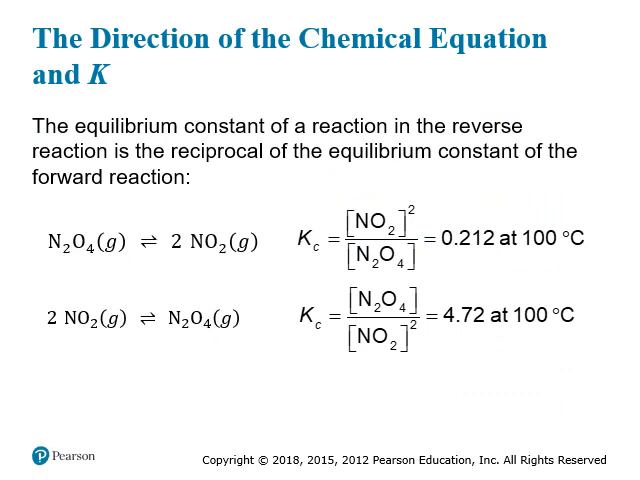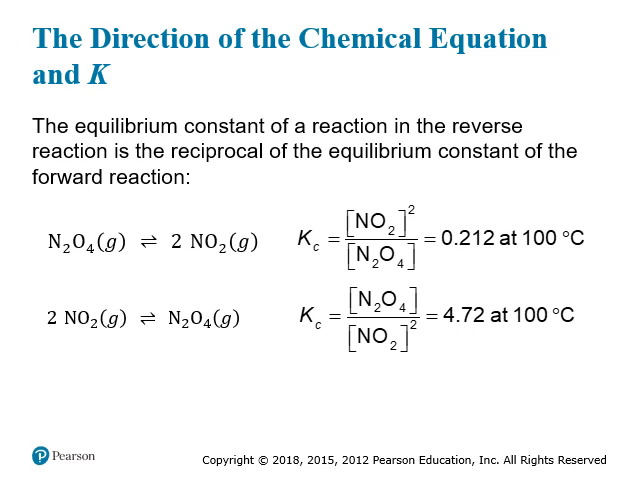Now, it's important to note that the value of K is dependent upon the way in which we write our equilibrium reaction. If we write the reaction for the decomposition of dinitrogen tetroxide into 2 moles of nitrogen dioxide, then nitrogen dioxide is the product, while dinitrogen tetroxide is the reactant. So looking at that ratio, for the data that we saw previously at 100 degrees Celsius would give us a value of 0.212.